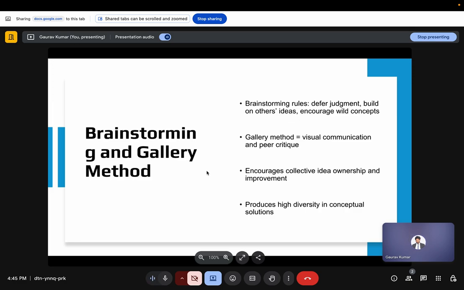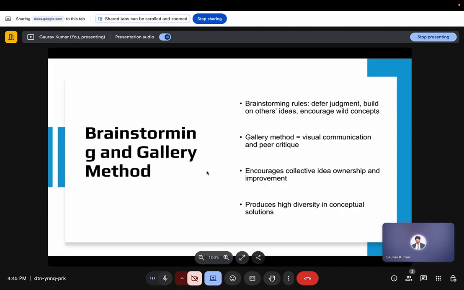The gallery method externalizes ideas for stakeholder walkthroughs, critique, and associations. Visual juxtapositions trigger new combinations. So this cycle generates, associates, and refines.